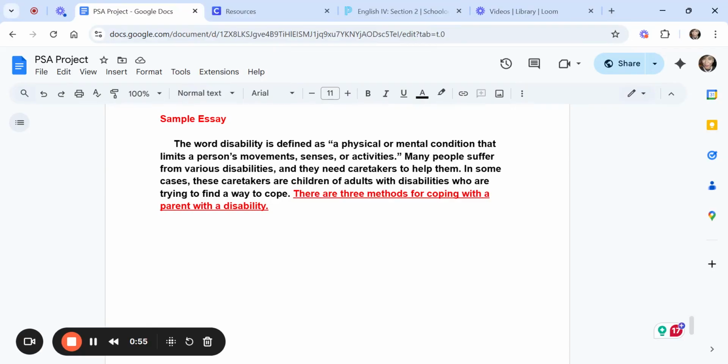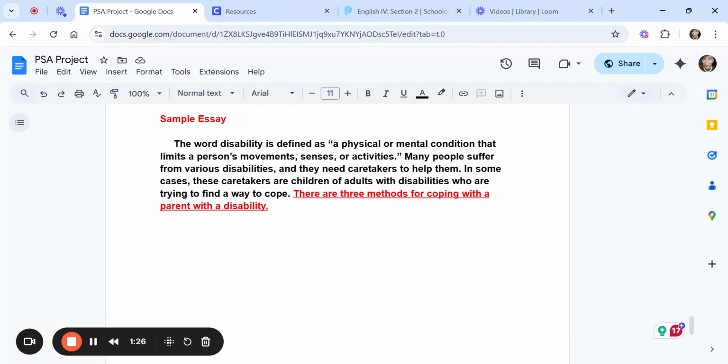The book that I have is about coping with a parent that has a disability. So I decided to start my introduction by saying the word disability is defined as a physical or mental condition that limits a person's movements, senses, or activities. And then I just added a few other sentences of fluff. Many people suffer from various disabilities and they need caretakers to help them. In some cases, these caretakers are children of adults with disabilities who are finding a way to cope.